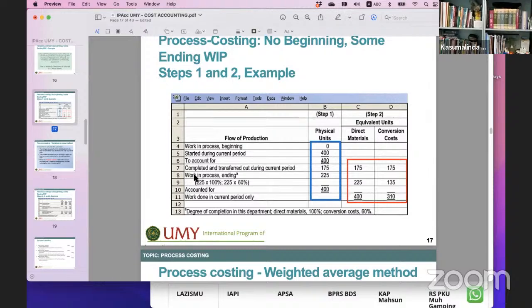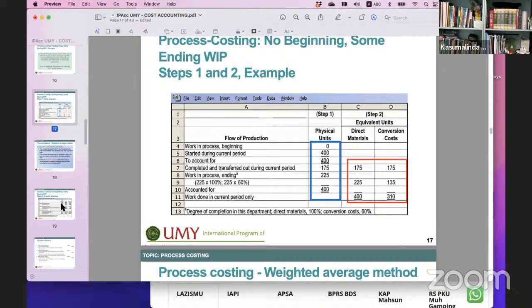Okay, for example, they don't give you this unit, but when you do the analysis, you can still find the units in ending work in process, because we know that the total of units to account for and the total of units accounted for should be equal. So when it is equal, we can find the unknown figures that have not been given in the question. Just study this table, which is actually to analyze the units.